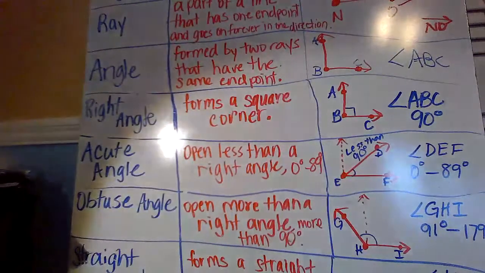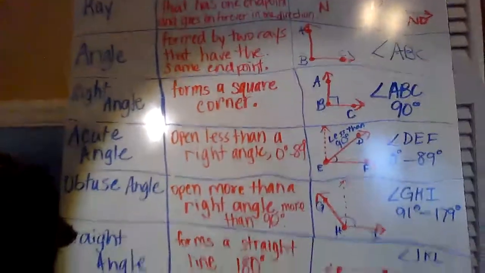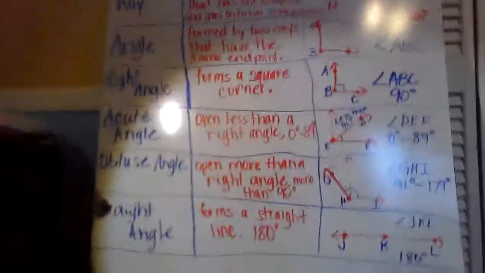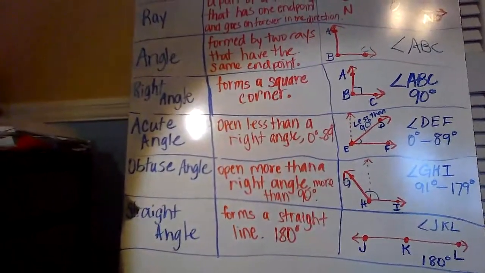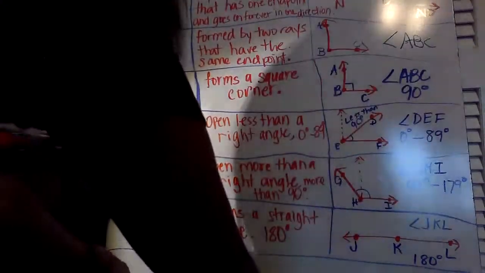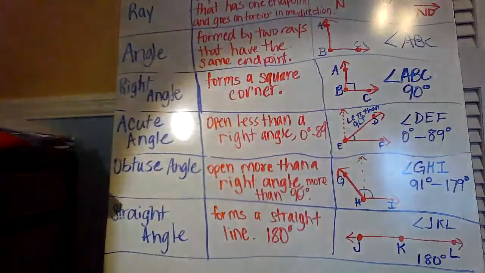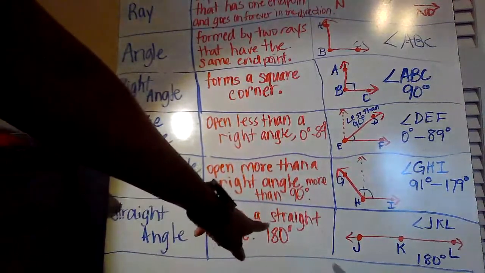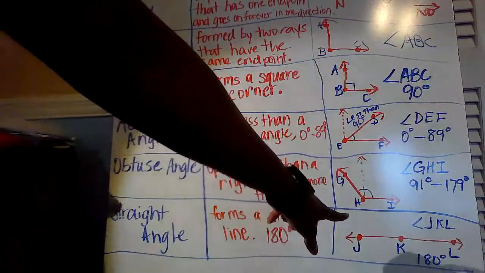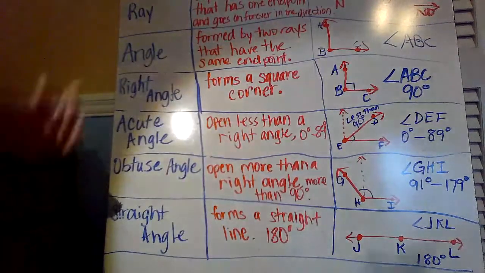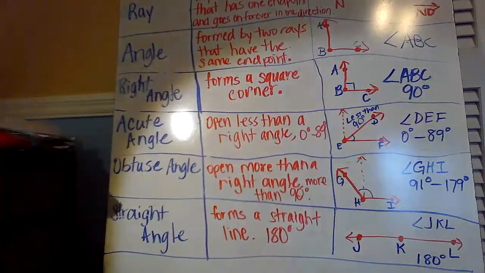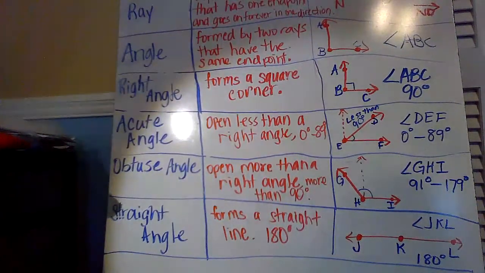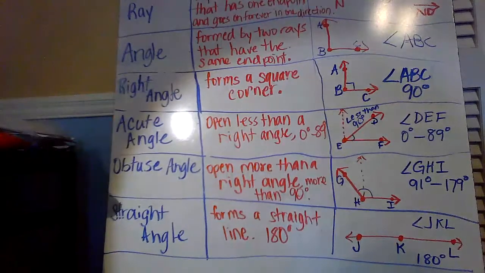Now the last one, obviously you can take a guess, is the straight angle that I was talking about. Straight angle has a little bit of a glare. Straight angle, it forms a straight line and it's 180 degrees. As you can see, the example here just looks like a straight line with 3 endpoints on it. That's exactly what you would see. And it would be JKL. That's the angle name in this case. And it's 180 degrees. It can't be more than that. It can't be less than that. It's just 180 degrees. And that would be a straight angle.